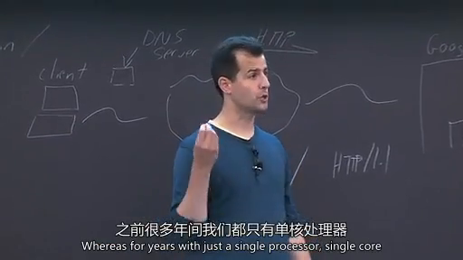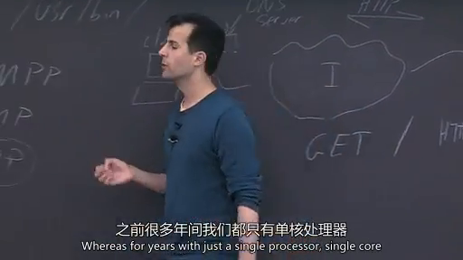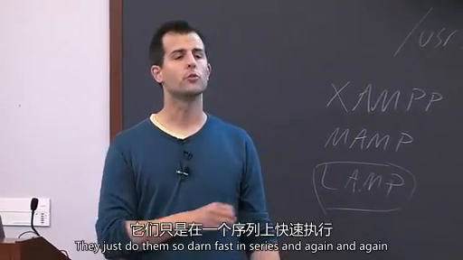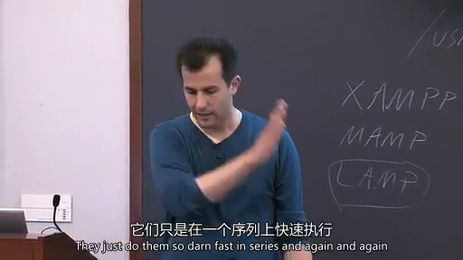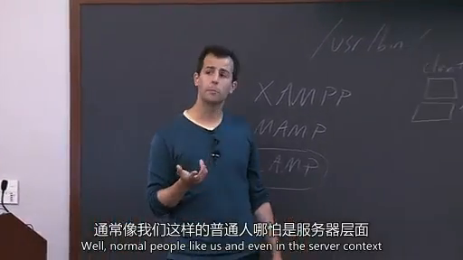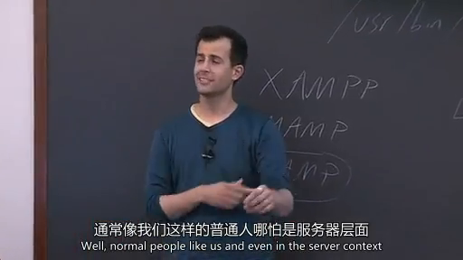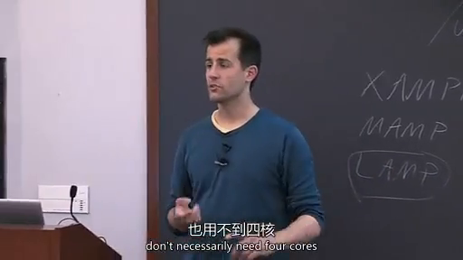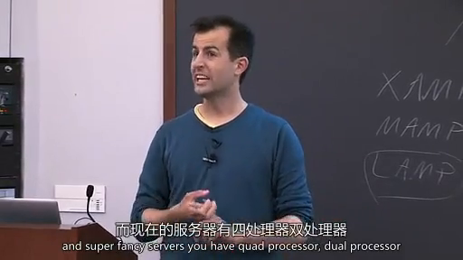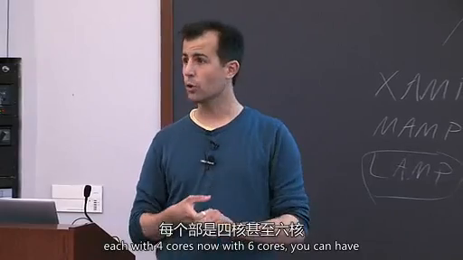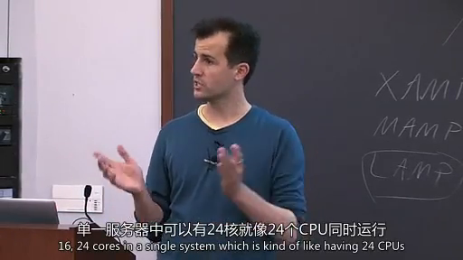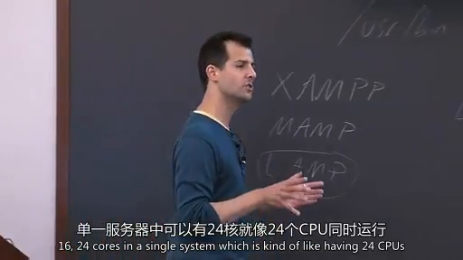Whereas for years, with just a single processor, single core, we only have, as humans, the illusion of computers doing things simultaneously. They just do them so darn fast in series, and then again and again, that it looks like everything's running at once. Well, normal people like us, and even in a server context, don't necessarily need 4 cores. In super fancy servers, you can have quad processor, dual processor, each with 4 cores, now with 6 cores. So you can have 16, 24 cores in a single system, which is kind of like having 24 CPUs.